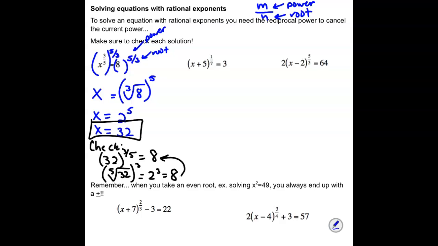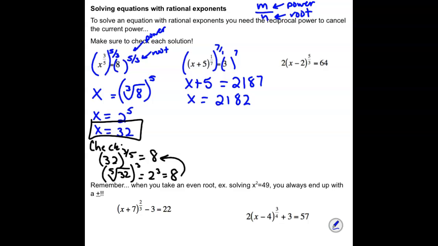All right, for the second one, we have the quantity x plus 5 to the 1/7. Remember, 1/7 just means we're doing a 7th root. So to undo that, we're going to raise it to the 7/1, or just 7 power. On the left, we get x plus 5. That 1/7 and the 7/1 are going to cancel each other out. On the right side, we get 3 to the 7th, which is 2,187. And now we're going to subtract 5 from both sides. So 2182 is our solution.